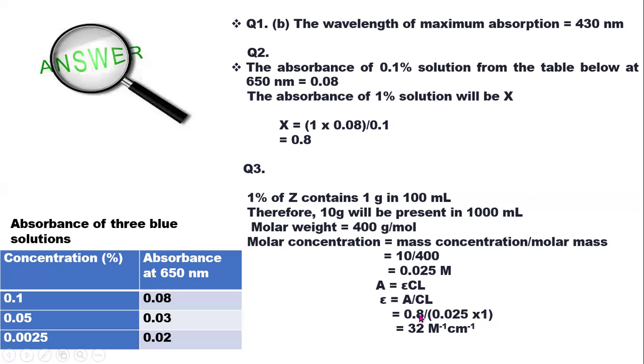But you are looking for the molar extinction coefficient. So you use this expression: absorbance is equal to molar extinction coefficient times concentration times the path length. You already have the absorbance, which is 0.8, and you have your concentration 0.025, and your path length is always 1. So when you make the molar extinction coefficient the subject of the formula, you have absorbance over CL, 0.8 divided by 0.025 times 1, which gives 32 per molar per centimeter.